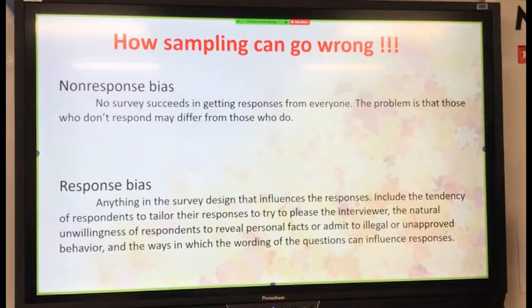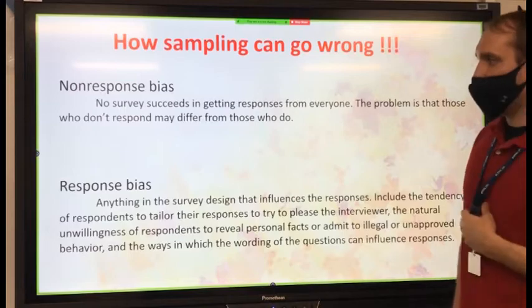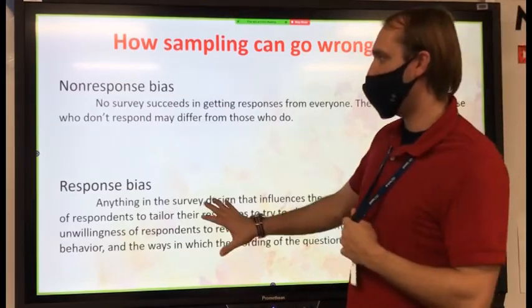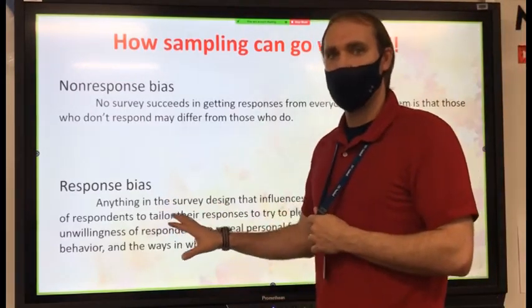Response bias. Anything in the survey design that influences the responses. This includes the tendency of respondents to tailor their responses to try to please the interviewer. That should speak for itself. You should always try to word your questions in your surveys appropriately and not try to get the response you want. Does that make sense?